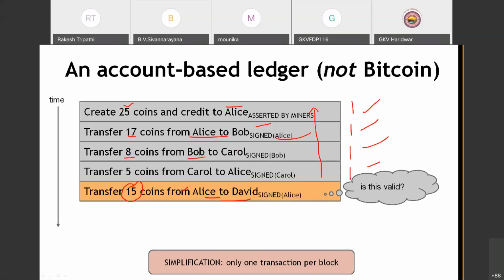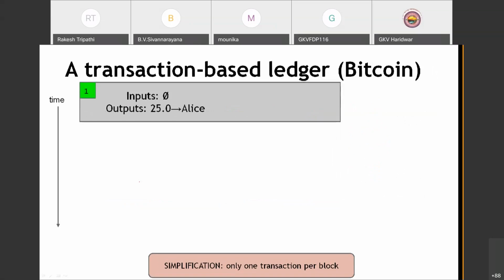Either we have to move backward or we have to maintain a separate data structure for all account balances. This is what a bank does. For every account, a balance is maintained. So a lot of bookkeeping has to be done. Bitcoin doesn't go with this account-based ledger. What Bitcoin does is called a transaction-based ledger.